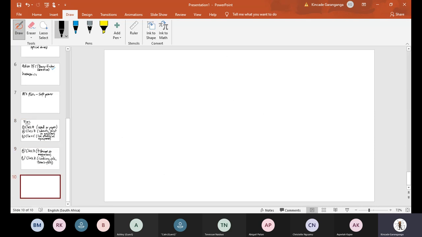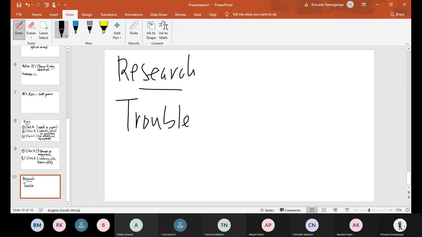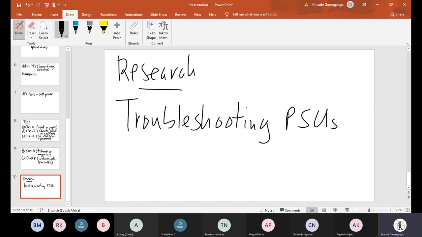I think from a research point of view, I'd like you to go and look at how to successfully troubleshoot PSUs. So just look at troubleshooting PSUs, and then look at what it actually means to deal with rails, right? So troubleshooting PSUs there, and then I think you can also distinctively look at the whole concept of installation as well as rails.